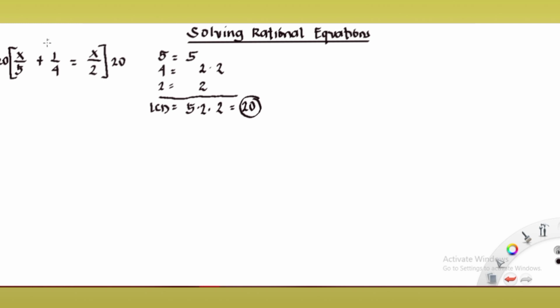Okay? So, sige, ipakita natin isa-isa. So, first term, x over 5, mumultiply natin yan sa 20. Plus, the second term, 1/4, imumultiply natin sa 20, equals the third term, x over 2, multiply natin sa 20. Okay po? So, bawat terms natin, minultiply sa 20. Okay, multiply. X over 5 times 20, cancel 5 and 20. 5 will become 1, 20 will become 4. 4 times x is 4x.